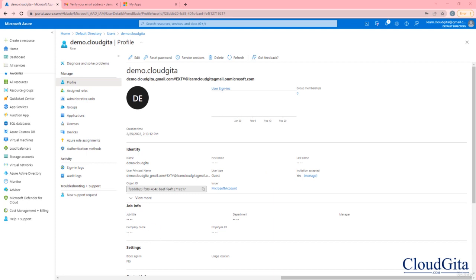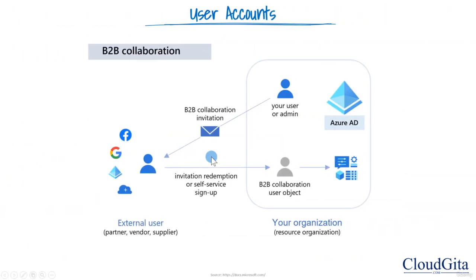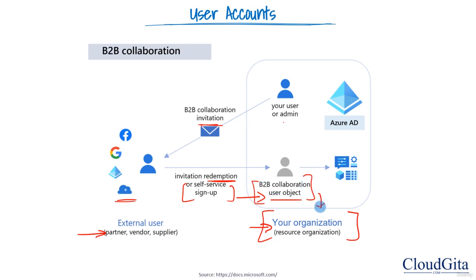Now let me quickly jump back to slides here and quickly discuss what we have done in this case. So you as an admin, you have to be admin actually to send an invitation. So you sent an invitation to one of the external users, right? And this external user accepted your invitation and redeemed your invitation. And basically through self-service sign up, he created his Microsoft account, and now he has become part of your organization, right? This is your organization, and this user exists in your organization now. And once you provide access, this user can access your resources.